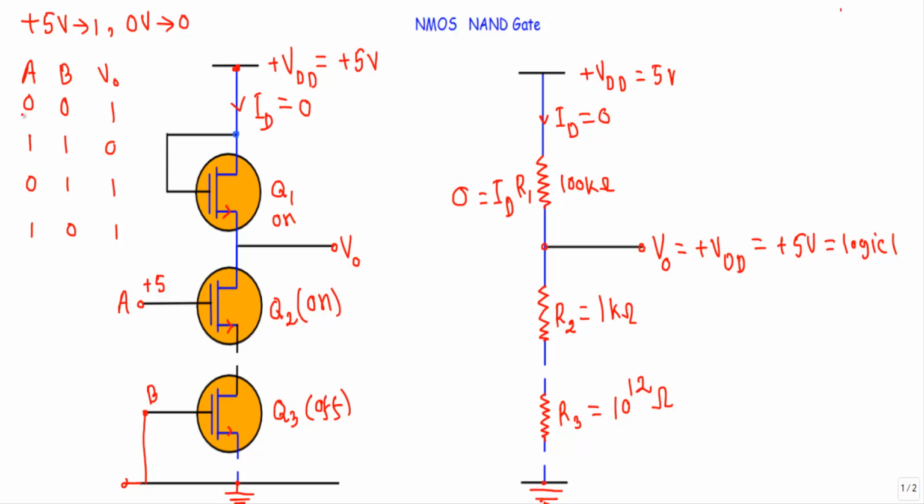See, this is the truth table of a NAND gate. As I can verify the truth table of a NAND gate using this logic circuit, I can say that this is a NMOS NAND gate.